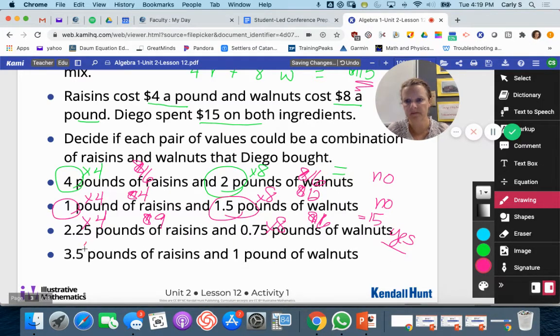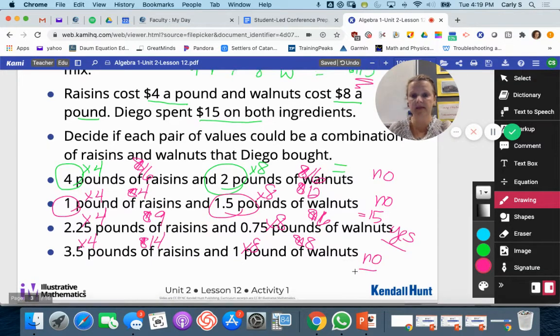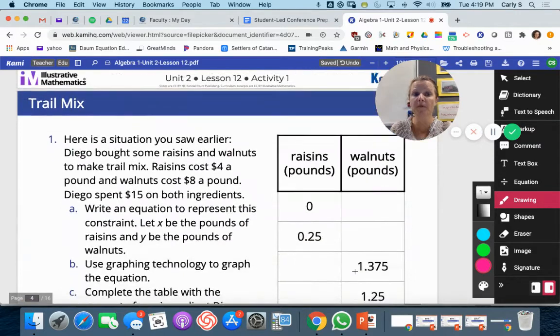Let's try this one. 3.5 pounds of raisins. That's $14. And 1 pound of walnuts. That is $8. So no, that's too much money. He only had 15 bucks. It's a good warm-up though, huh?